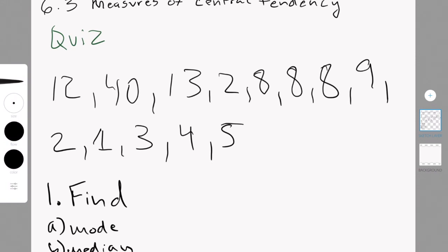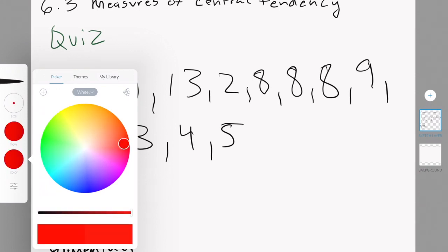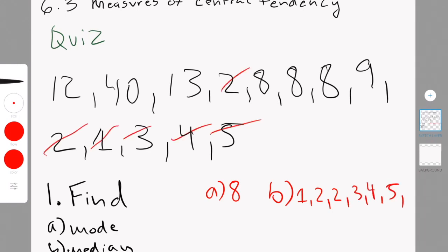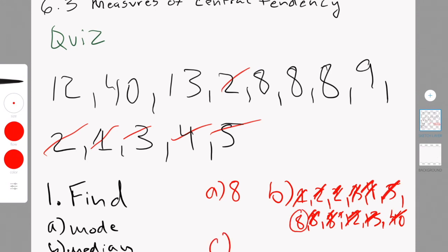So now for the answers. For A, which is to find the mode, the answer is 8. For B, which is to find the median, the answer is 8. I did this by putting the data points in a list from lowest to highest, and then just going into the middle. I found the answer for C by adding up all of the numbers and dividing it by the amount of numbers there were, which was 13.